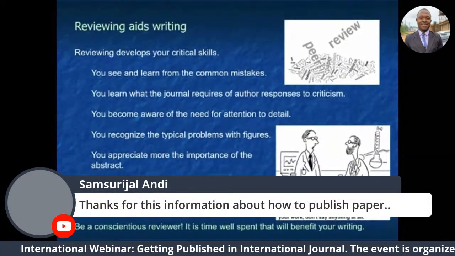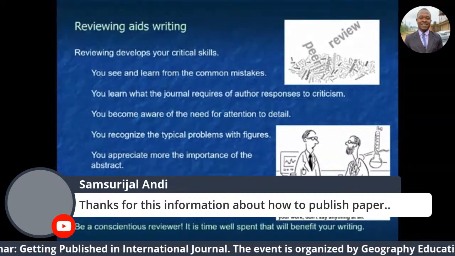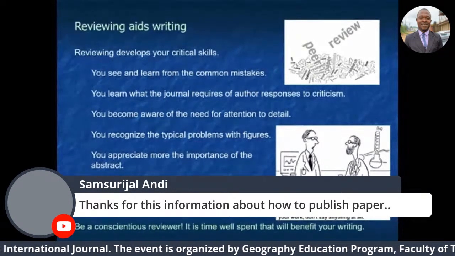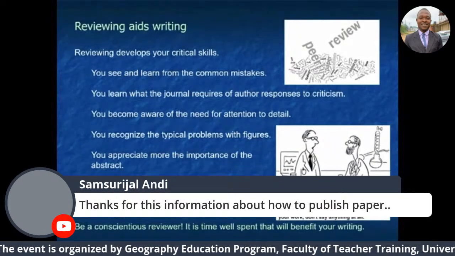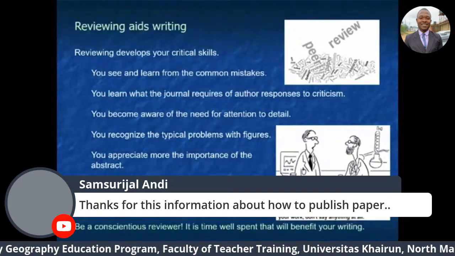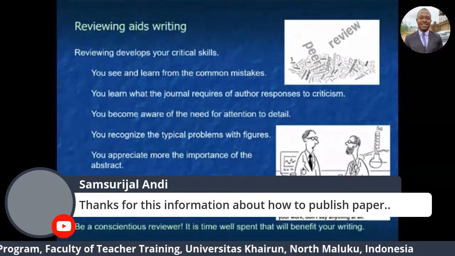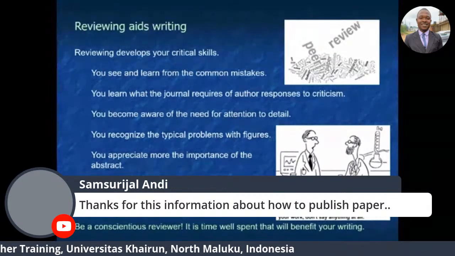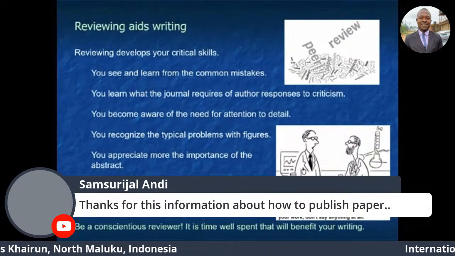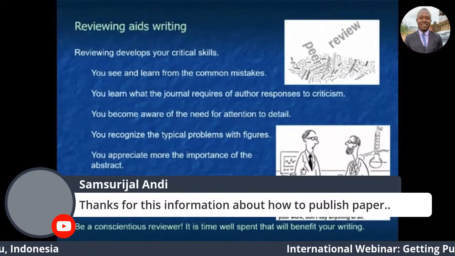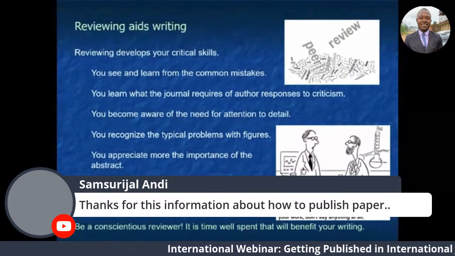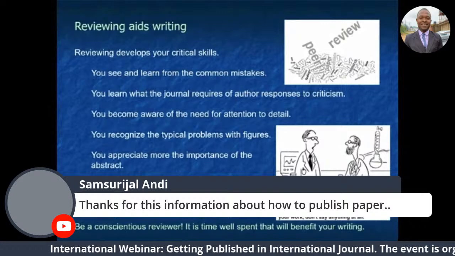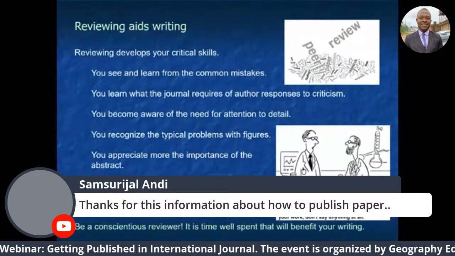Okay, then also you learn what the journal requires of an author. So when a journal tells you, "This is how to send a paper to us for publication, this is what we expect you to do, this is how you should approach this and that," it's very important to know that this reviewing will help you to meet journal requirements.